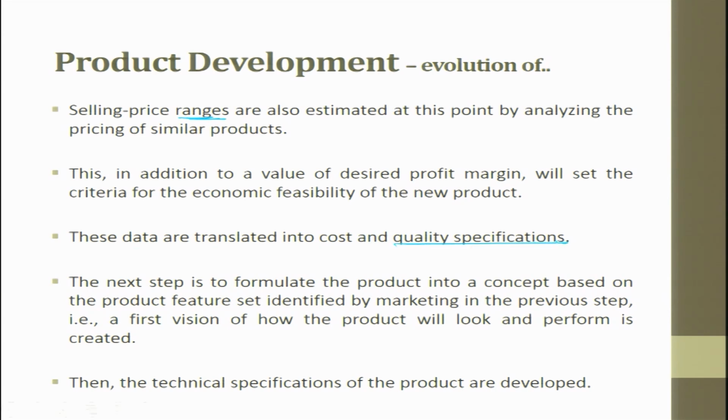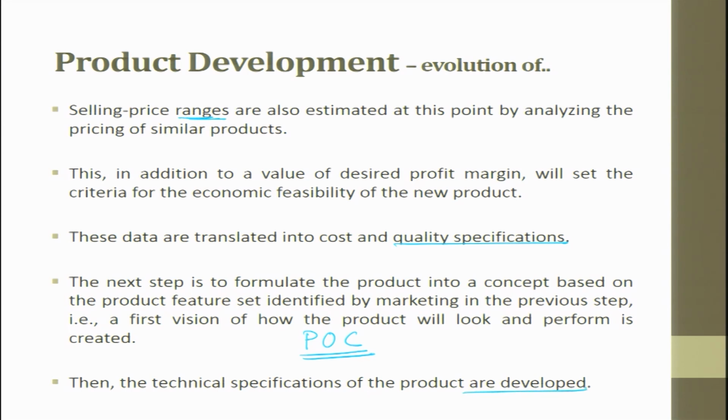The next step is to formulate the product into a concept based on the product features set identified by marketing in the previous step. That is, a first version of how the product will look and perform is created. After getting all these things, you try to make a POC, proof of concept, and then show it to the people. Then the technical specifications of the product are developed.